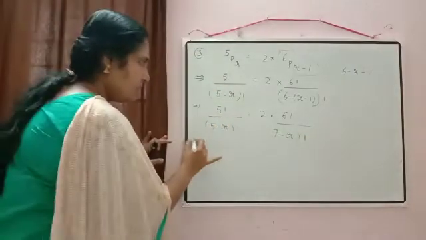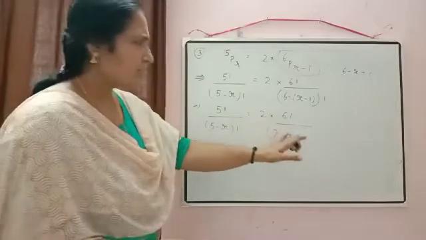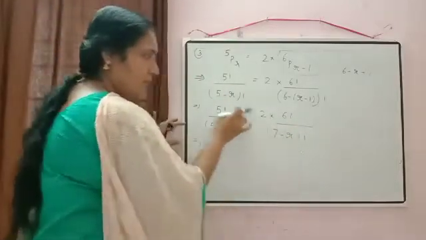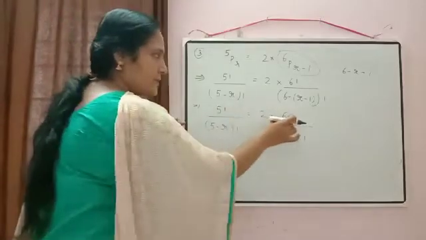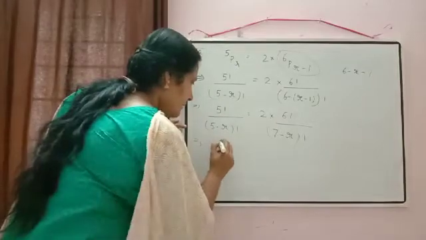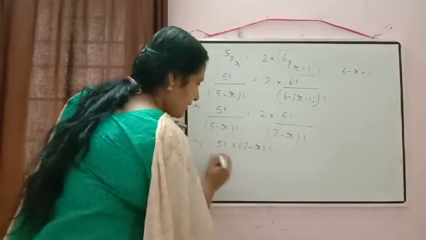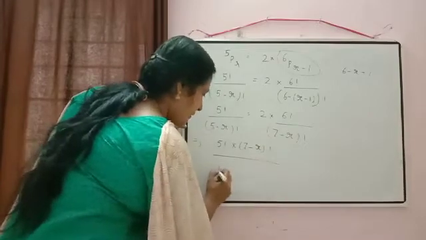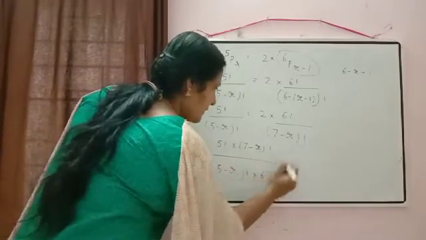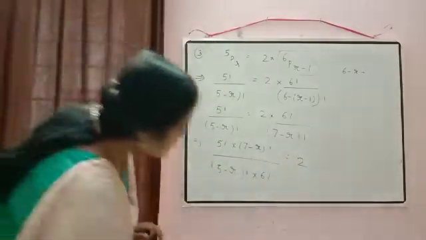Now what we will do? Except 2, the rest are all in factorial. So the rest all we can shift to the left hand side. So this will go to the numerator and 6 factorial will come to the denominator. So we will get here 5 factorial into (7 minus r) factorial by (5 minus r) factorial into 6 factorial is equal to 2. Now we have to simplify it.